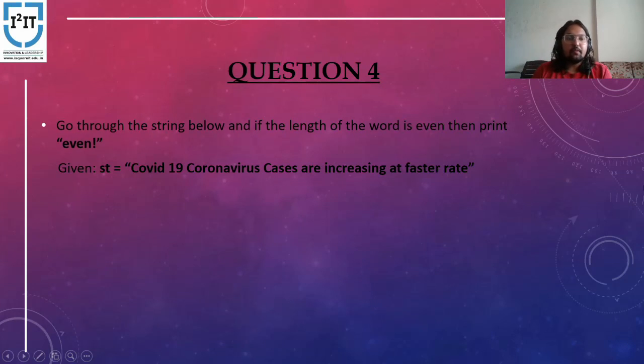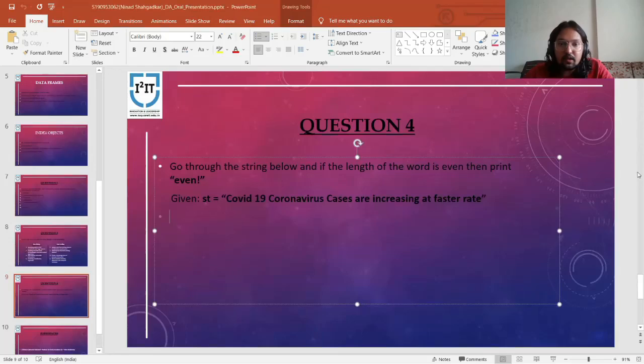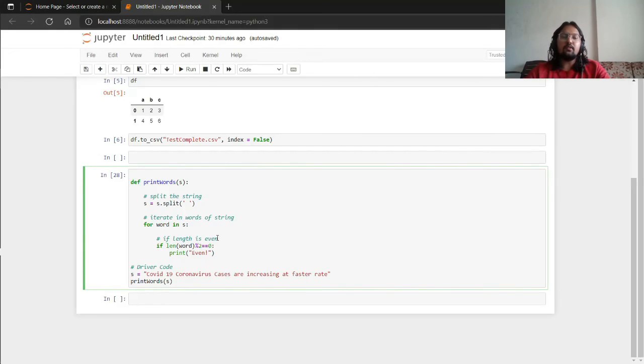So moving to our final question, in which I've been given a problem statement, I have to check if the words in the given string are even, then for all those even words, I have to print the word even with an exclamation mark. So now let's go to the code.